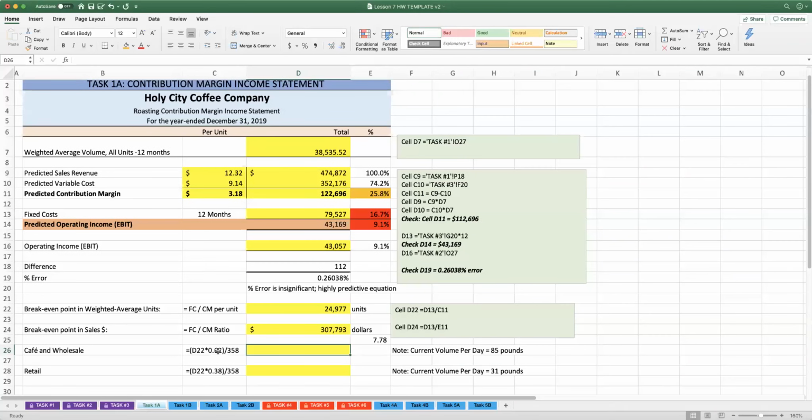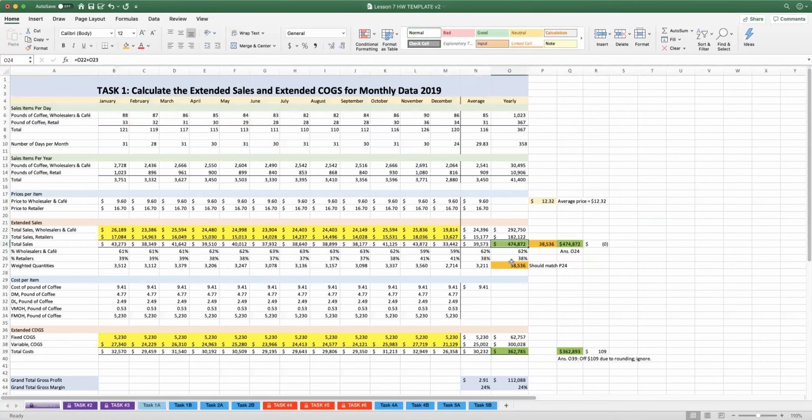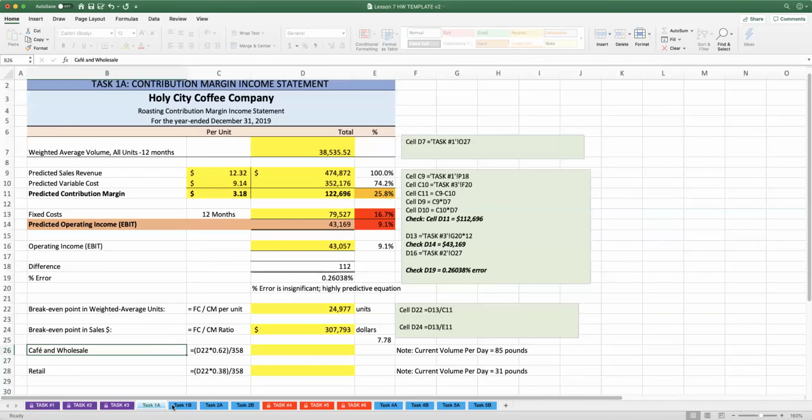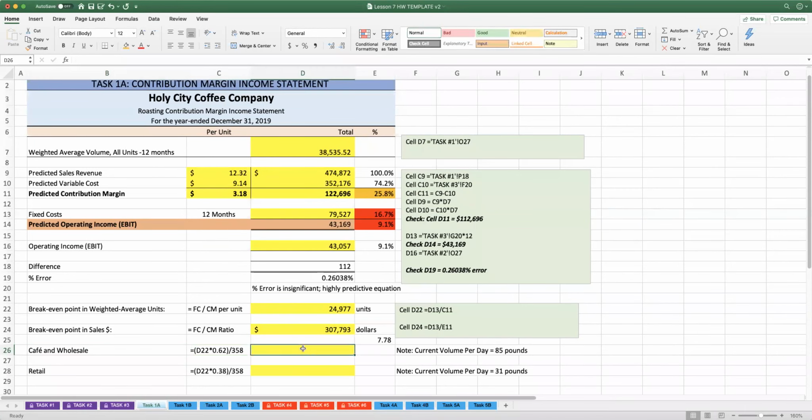All right, if you remember, the cafe and this wholesale were 62% of sales and the retail was 38% of sales. That came from back here. Let me show you 62 and 38 right there. Okay, so that's where that came from. So let's break it down.